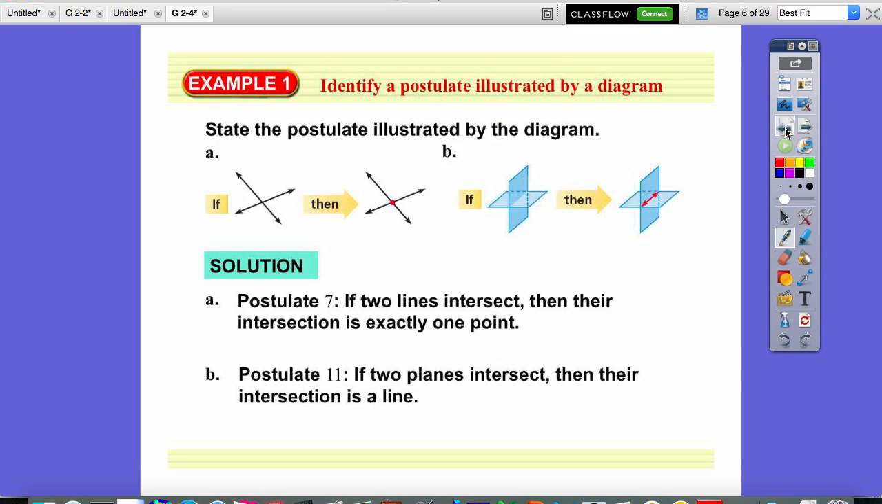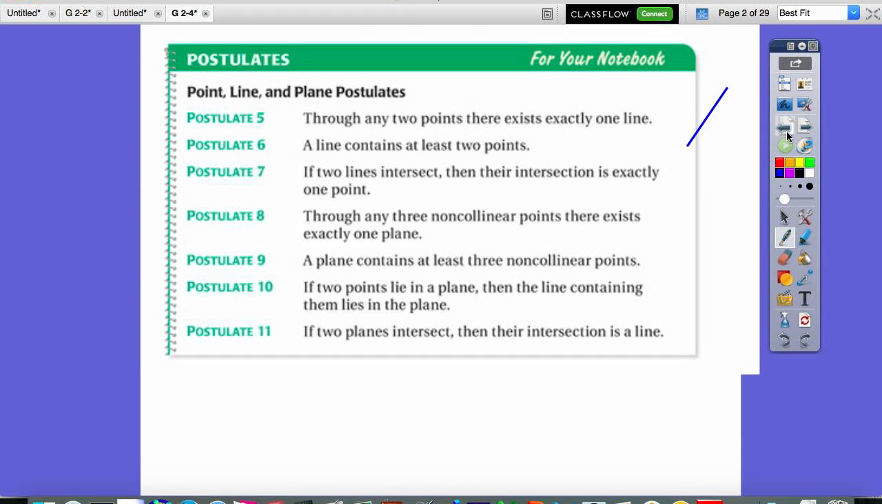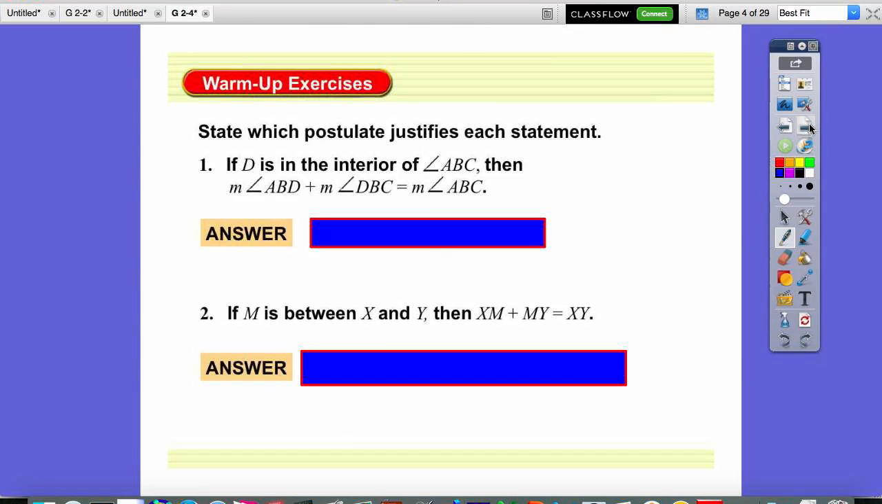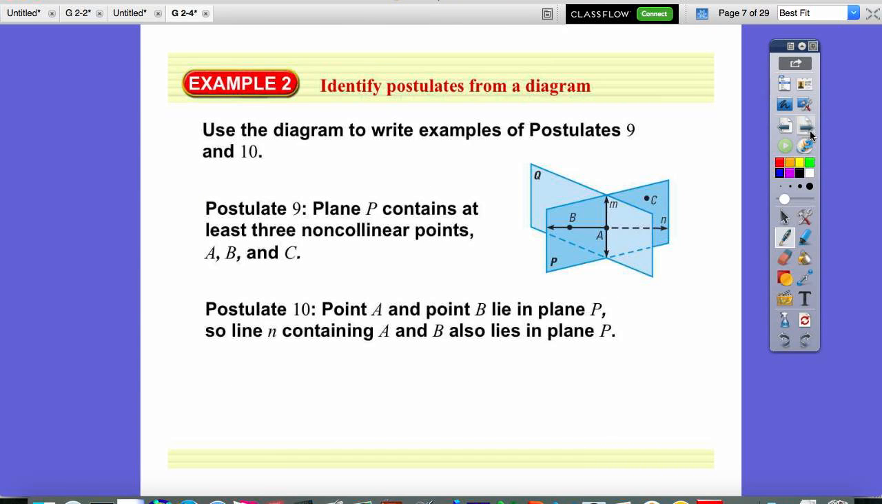Postulate 10. So if you don't remember what postulate 10 is, go back and look. If 2 points lie in a plane, then the line containing them lies in the plane. So points A and B lie on line N, and they also lie in plane P. So line N is in plane P.